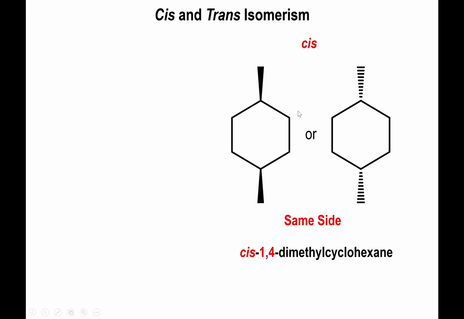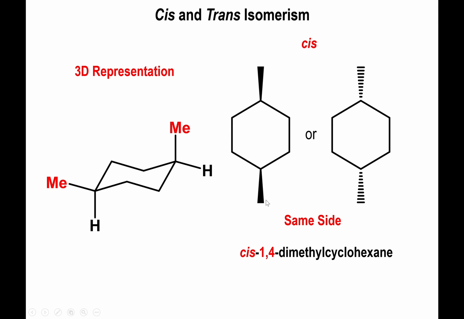The cis configuration, same idea. You have to have them on the same side, but what that really means is that if you stick with the bold bonds, both methyls have to be above the hydrogens. And what you can see right here is that this methyl is above the hydrogen, and that methyl is also above the hydrogen.